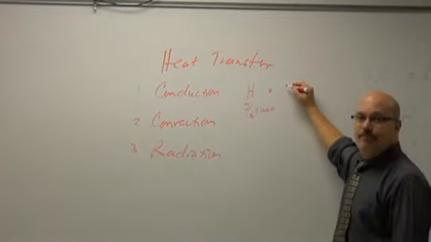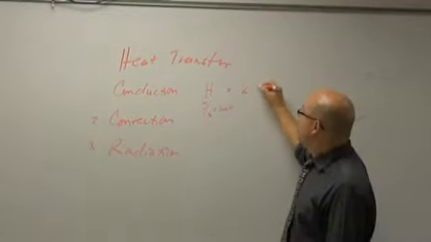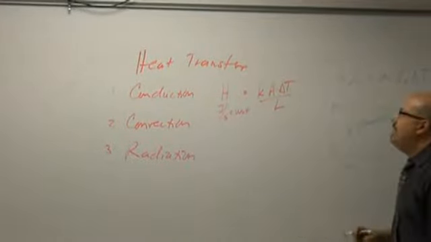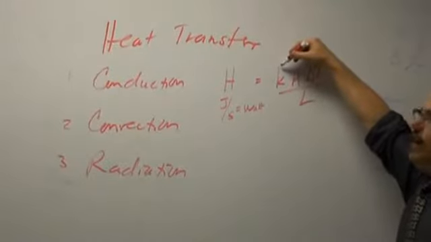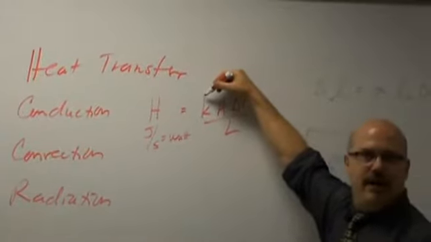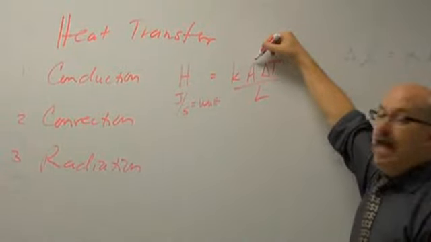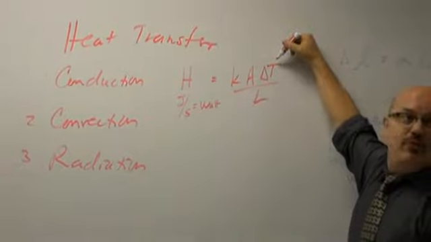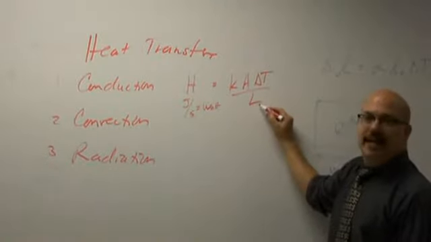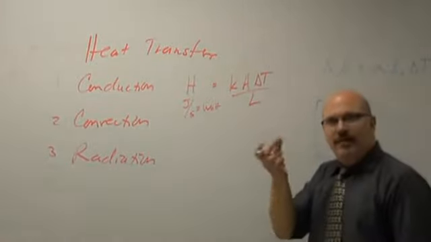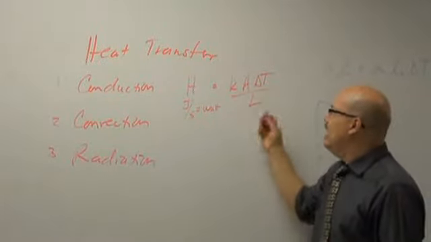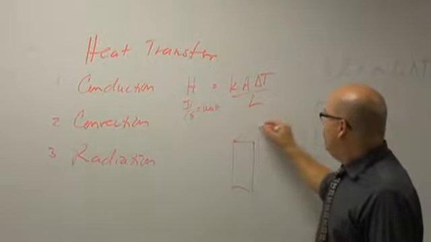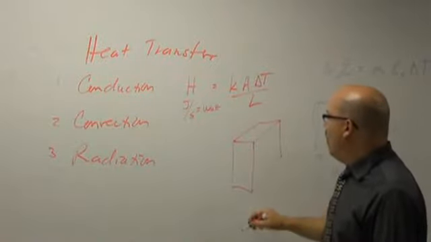What was it again? H equals K A delta T over L, where K is the thermal conductivity constant, A is the area of contact between the objects, delta T is the temperature difference between the objects, and L is the length of path of this conductive material. This is really made for a piece of insulation, or a wall or something like that.